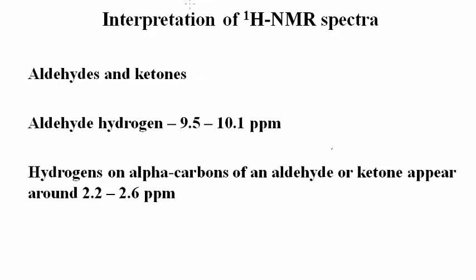For aldehydes and ketones, the signal for an aldehyde hydrogen typically appears between 9.5 and 10.1 in the spectrum. Because almost nothing else absorbs in this region, it's very useful for identification. The hydrogens on an alpha carbon, or the carbon directly adjacent to the carbonyl of an aldehyde or a ketone, appear around 2.2 to 2.6.